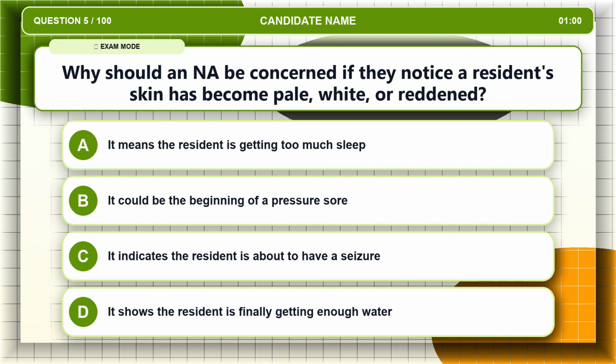Question 5. Why should a NA be concerned if they notice a resident's skin has become pale, white, or reddened? Option A. It means the resident is getting too much sleep. Option B. It could be the beginning of a pressure sore. Option C. It indicates the resident is about to have a seizure. Option D. It shows the resident is finally getting enough water.